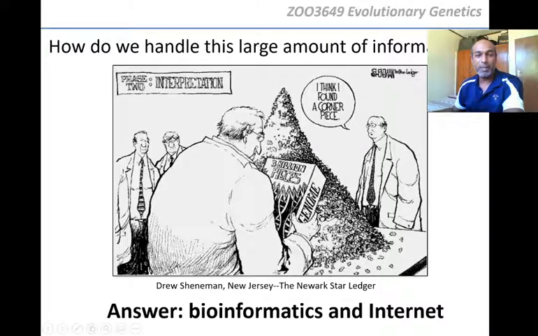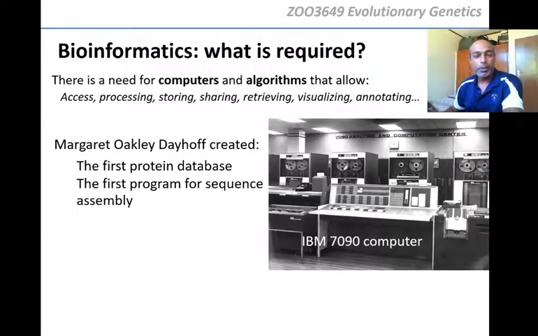Bioinformatics, and not just bioinformatics, you also need the internet. So let's look at the bioinformatics part. Bioinformatics is not something that's new. It's actually been around for a long time. It is basically using computers and algorithms, which are little programs written in the computer. These algorithms help us scientists to access, to process, to store, to share, to retrieve, to visualize, to annotate our data.